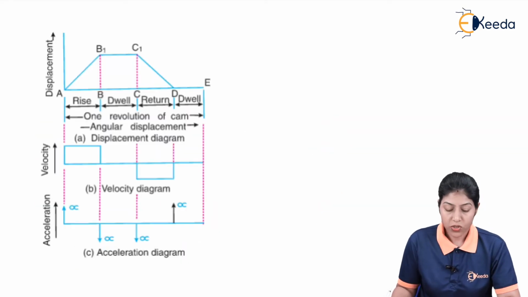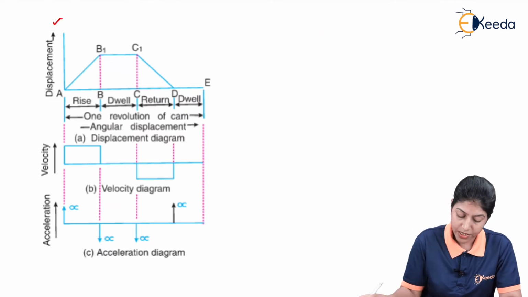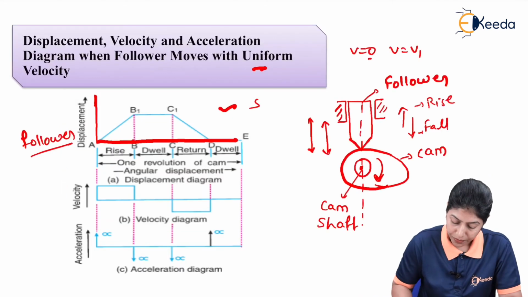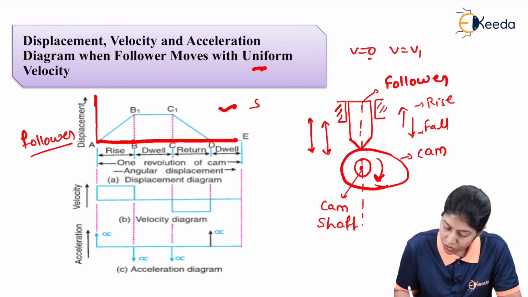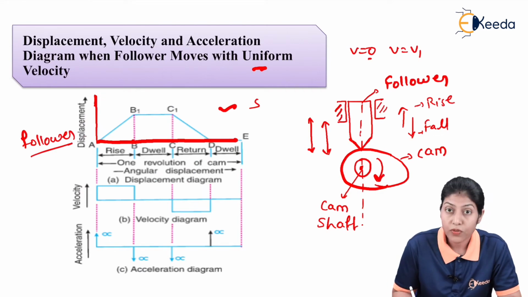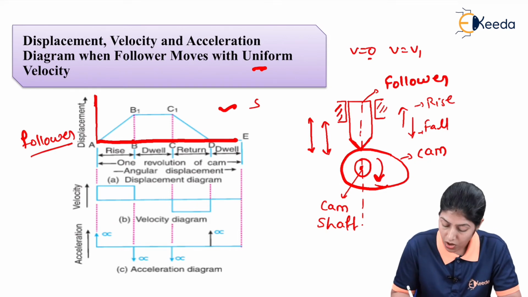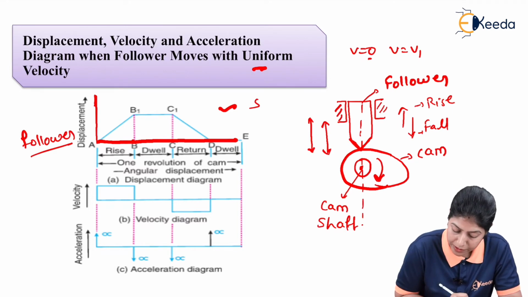So now let's discuss first about the displacement diagram. So here this first diagram is representing the displacement diagram. You can see as per this diagram, when this cam is rotating, in first condition this follower will be in stable or rest condition. So when the follower is in rest condition, there will be no displacement.